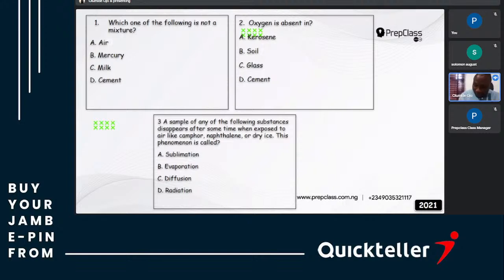So let's go to number 3. Question number 3: A sample of any of the following substances disappears after some time when exposed to air, like camphor, naphthalene, or dry ice. This phenomenon is called what? Now, in chemistry, we have phenomena of change of state. We have solid to liquid, liquid to gas, gas back to liquid, and liquid back to solid.